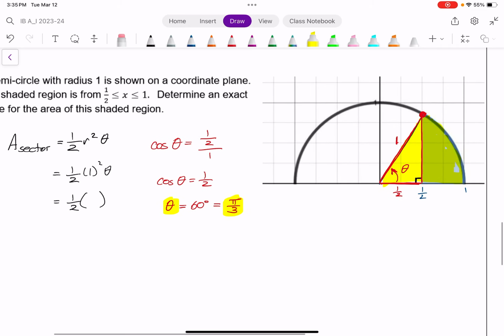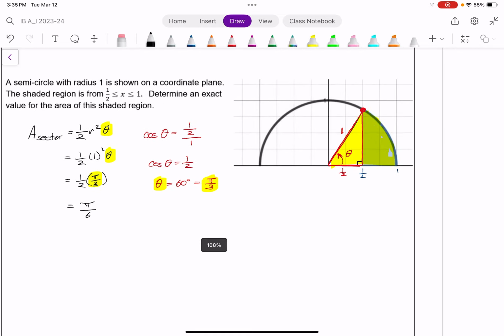So now I can find the area of that sector. That theta is pi over 3. Because remember, this formula for the area of the sector is only correct if we're thinking in radians, which gives me just pi over 6. So that's the area of that whole sector.